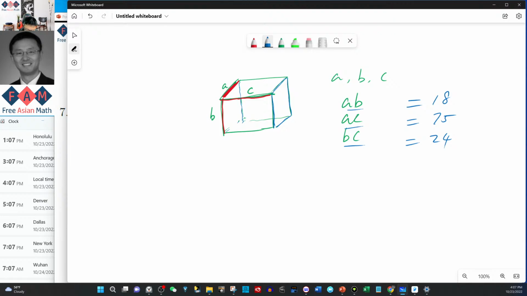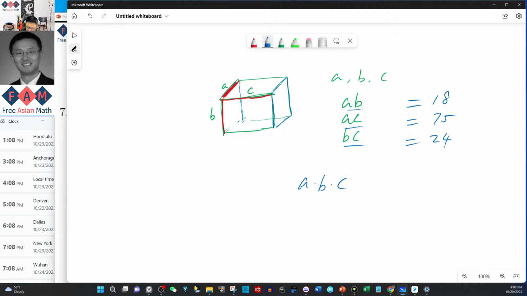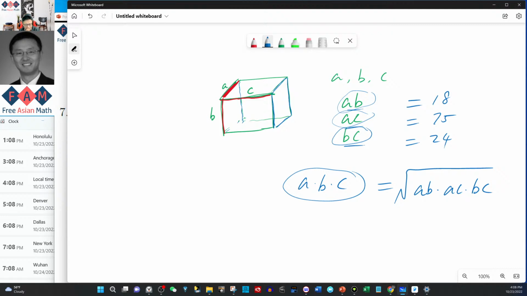But now what is the question? The question is what is the volume of this box? Well, we know the volume formula is just A times B times C. But by now, we are 7 weeks into this training. You should know this can be written in terms of those 3 quantities. It doesn't take too long to see. It's just the square root of multiplying those 3 together, right? AB times AC times BC, because each variable appears exactly twice, because those 3 products are cyclically symmetrical. So when you multiply all of them together, because of this cyclic symmetry, every variable will appear exactly twice. So this is really ABC squared, and that's why this is it.